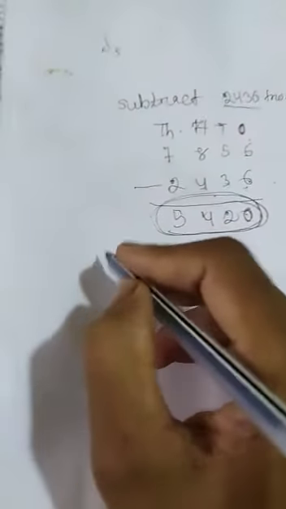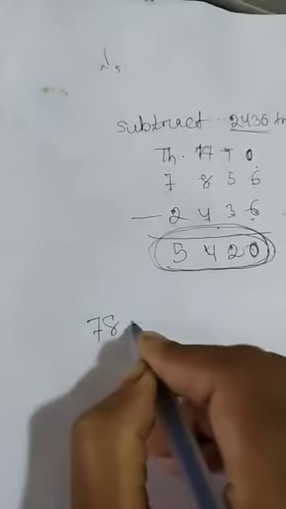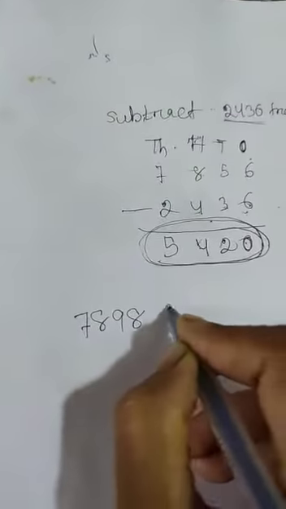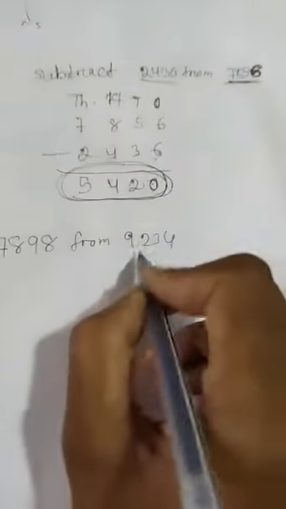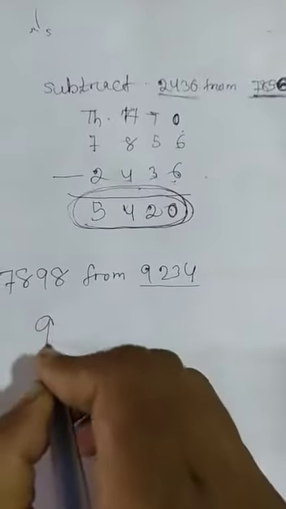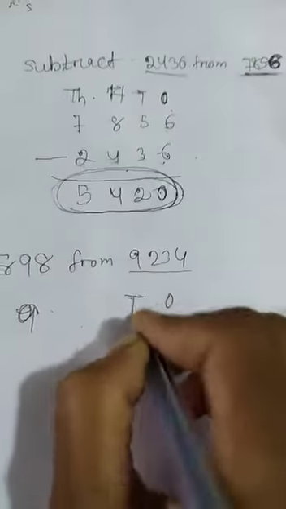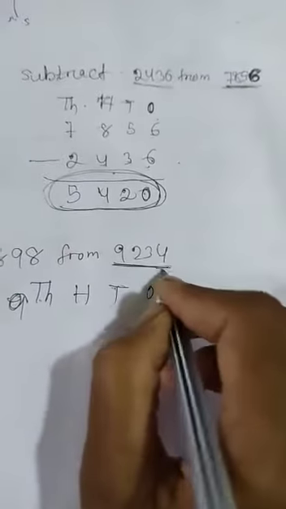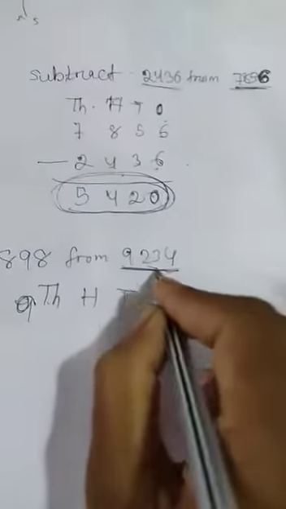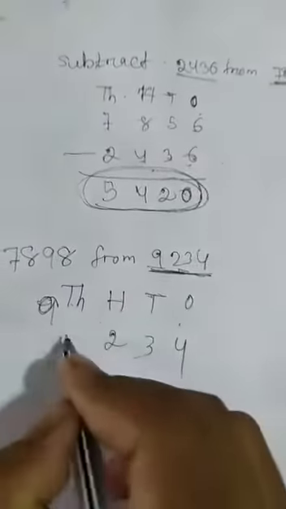But now we will learn how to subtract with borrowing, like this. Subtract 7,898 from 9,234. We know 9,234 is greater, so we write it first. First we make a place chart: ones, tens, hundreds, and thousands. Then we write the large number: 4 ones, so in the ones place we write 4. 3 tens, so we write 3 in the tens place. 2 hundreds, so we write 2 in the hundreds place. And 9,000, so we write 9 in the thousands place.